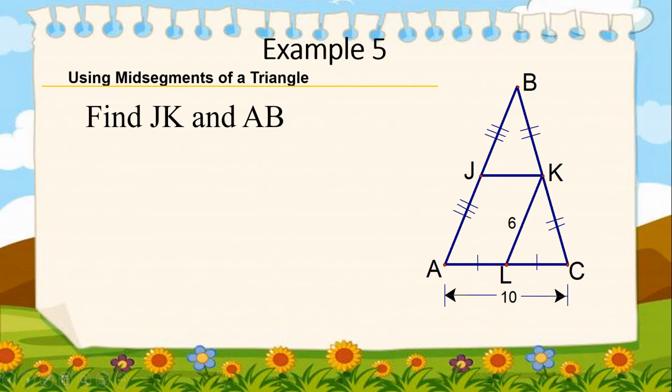Example number 5. In the given figure, find JK and AB. As you can see, we have triangle ABC, wherein J, K, and L are midpoints. JK is equal to 5, since side AC is equal to 10. Next, AB is equal to 12, since segment KL is equal to 6.